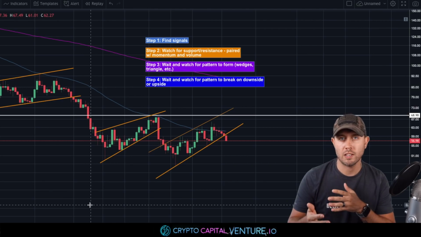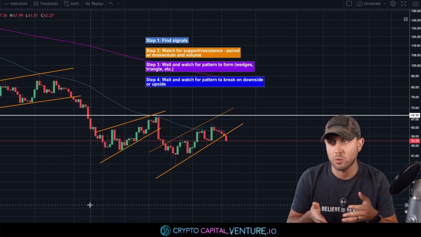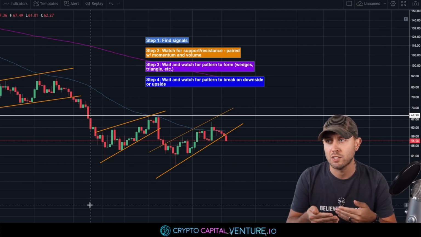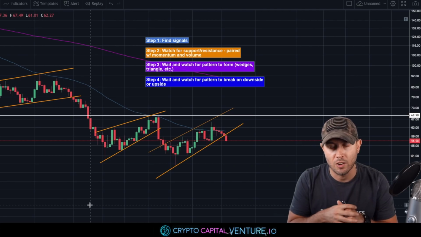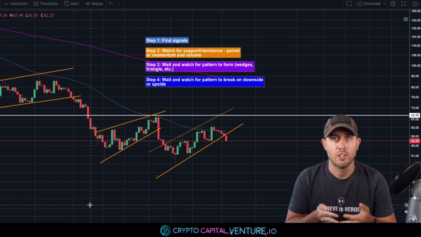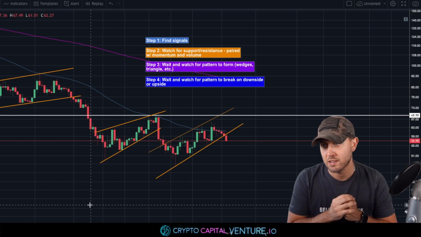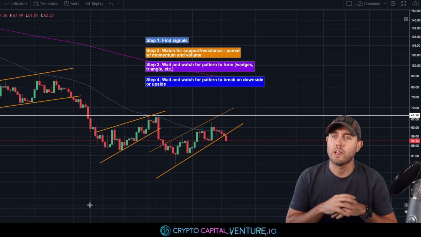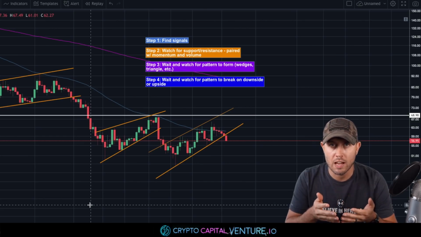Step four plays pretty much into step one, which is you wait and you watch for the pattern to break on the downside or upside, because when the pattern breaks, you basically have a signal that just happened. So for me, we can talk about this in real time, basically.